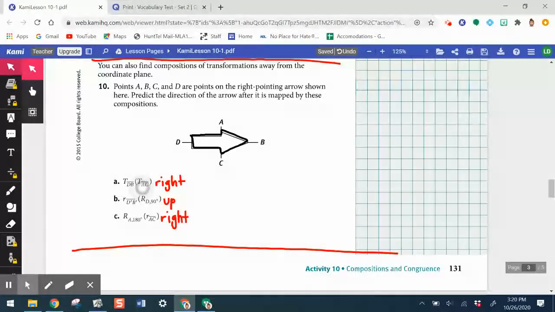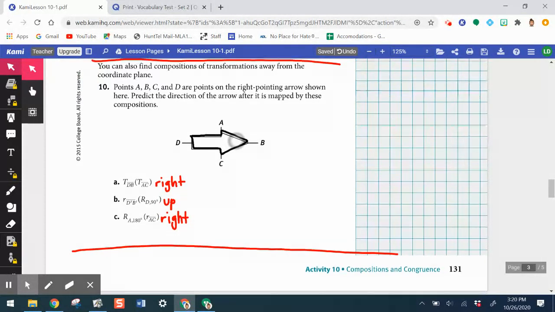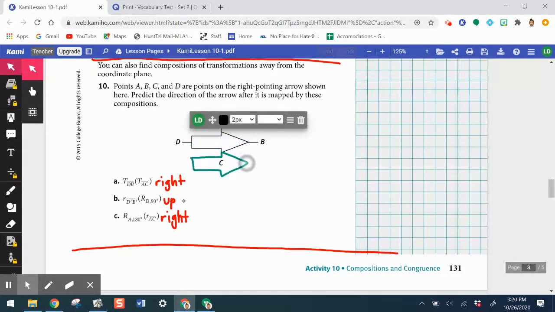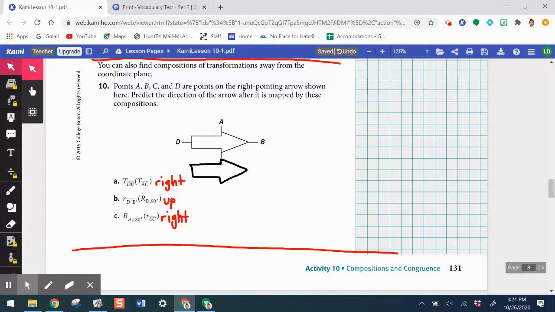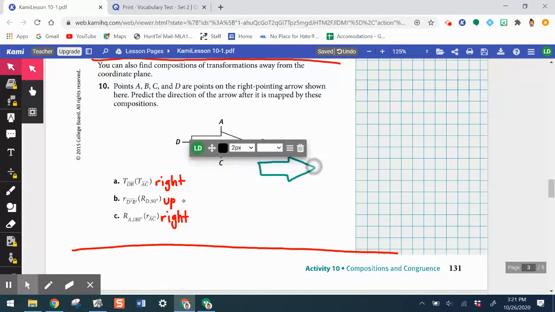So if it says A to C, that means we're going to go from point A to point C, that distance. So we're going to move that distance. Let's see if I can do it. Move that distance down. And then we're going to translate using the directed line segment DB, which again is important that they tell us that. So from D to B, we're going to the right that distance. So it'll look something like this after the transformation.